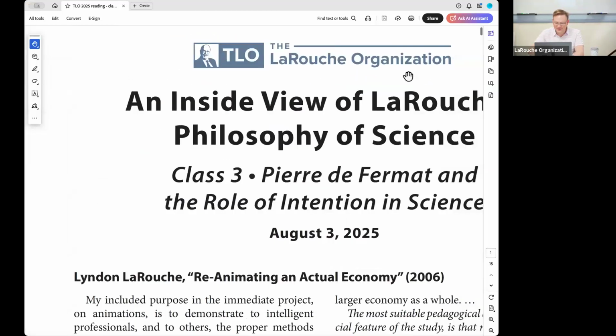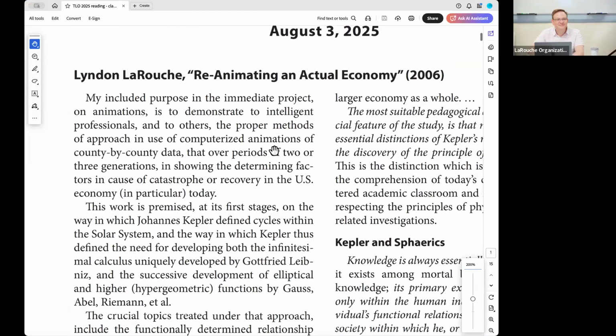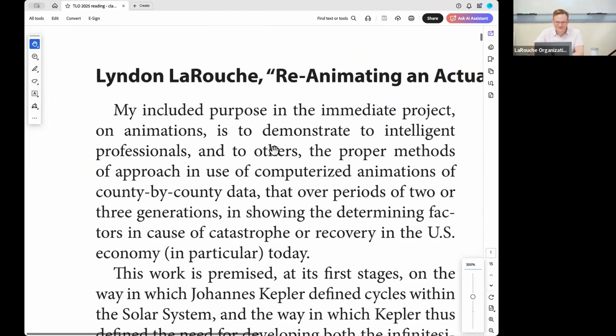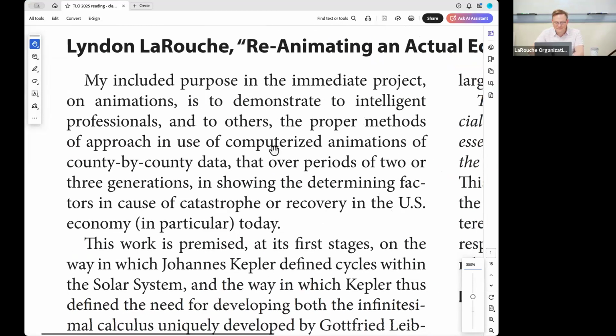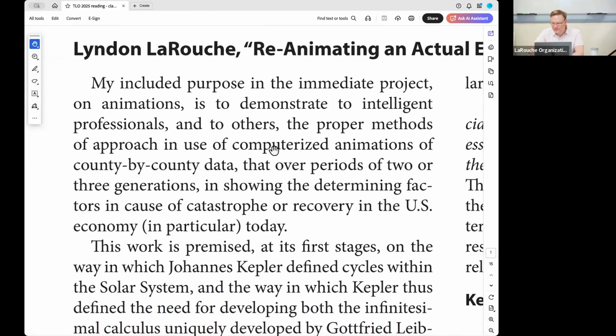Any Zoom hands raised? Well, if you put it up on the screen, I will read it. Okay. Well, I believe it is up. Can you see it? Yes, I can.